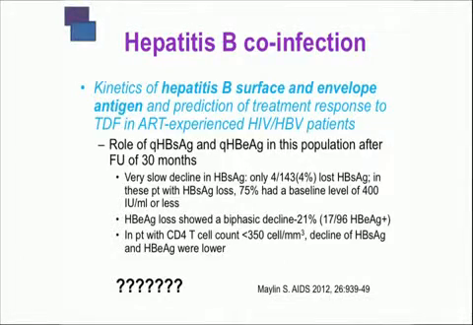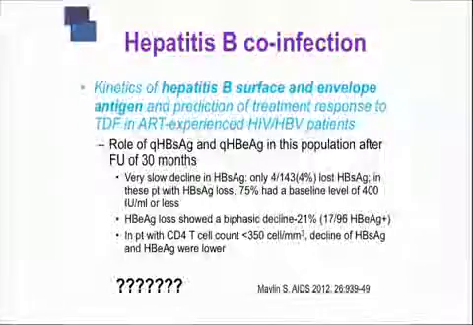They tried to quantify the HBs antigen and the HBe antigen in this population after a median follow-up of 30 months. The conclusions were that there was a very slow decline in HBs antigen. There was a 4% loss of this antigen, but in the patients where the loss occurred, the baseline level was very, very low. Regarding the HBe antigen loss, it shows a biphasic decline. So it seems that it declines fast first and slower later on. In patients with a CD4 count less than 350, the decline of antigens S and E was lower. So we have to wait for more studies to see if this could be a real marker. Anyway, it seems that HBe quantification may be better than HBs quantification.